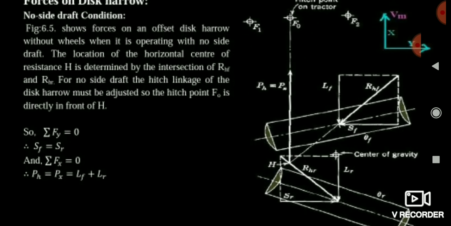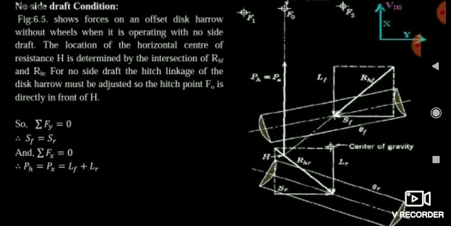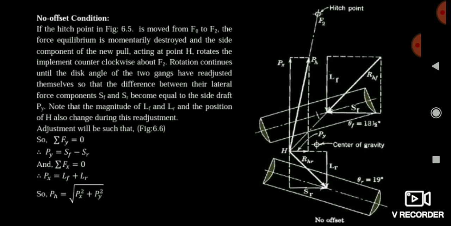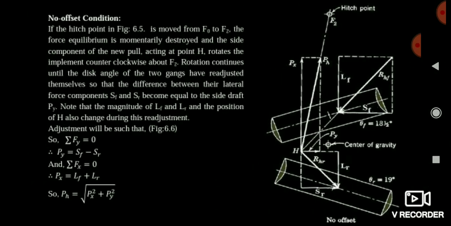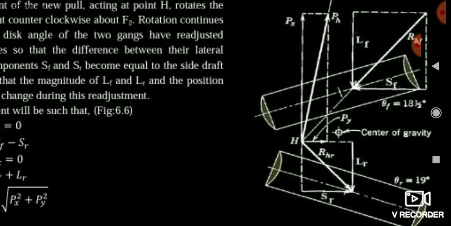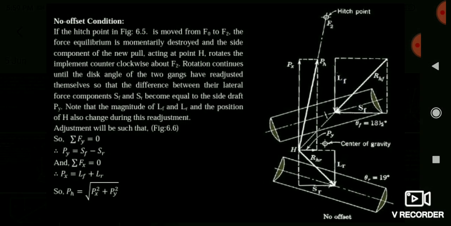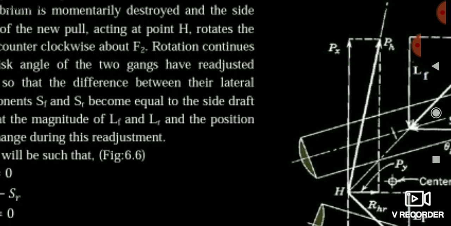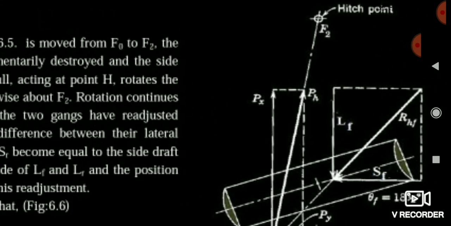Friends, there are different types of forces acting on the disc harrow, meaning on the front gang of the disc harrow and the rear gang of the disc harrow. On both these axes, the forces are acting in the horizontal direction and the vertical direction. Here you can see that I have represented the LF. First thing you should see is the hitch point. Friends, here you can see the hitch point. I have marked the hitch point here.